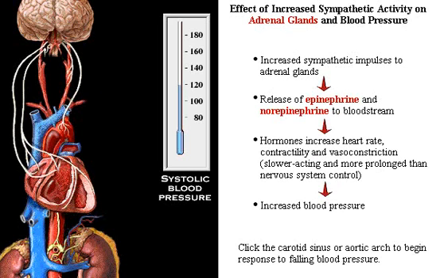Now let's explore the effect of increased sympathetic activity on the adrenal gland and blood pressure. Increased sympathetic impulses to the adrenal gland stimulate the release of epinephrine and norepinephrine into the bloodstream. These hormones increase heart rate, contractility of the heart, and vasoconstriction of blood vessels, thus increasing blood pressure. Because they are carried in the blood, these hormones act more slowly than nervous system controls, and their effects are more prolonged. Click on the carotid sinus or aortic arch to begin the response to falling blood pressure. Watch the effect on the adrenal gland, the heart, and blood pressure.